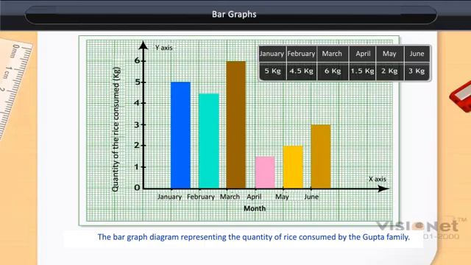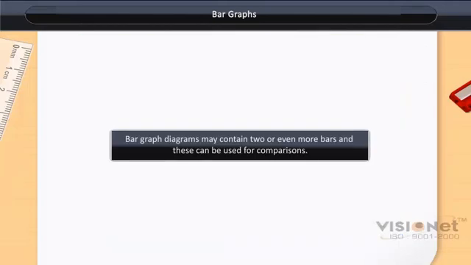From this, we know that the rectangle or the bar drawn for the month of March is of the maximum height. If you are also able to identify that the Gupta family consumed the lowest amount of rice in the month of April, then it means that now you have a clear understanding of the concept of a bar graph diagram. Bar graph diagrams may contain 2 or even more bars, and these can be used for comparisons.